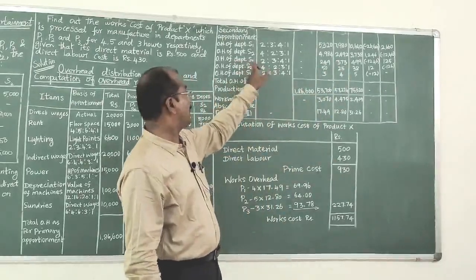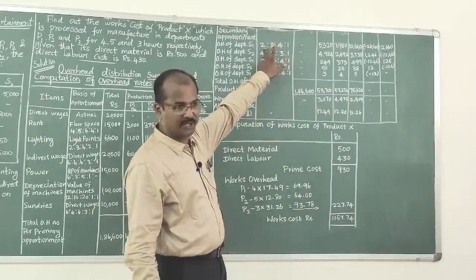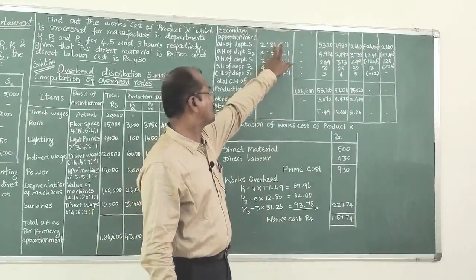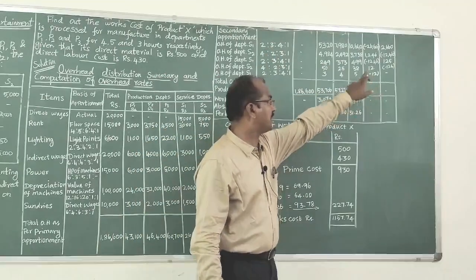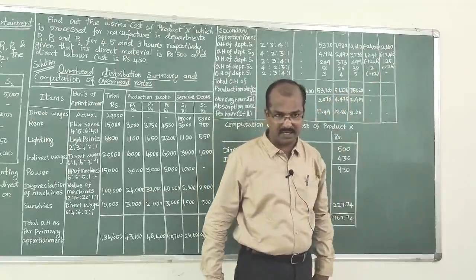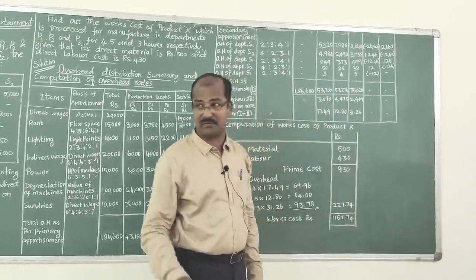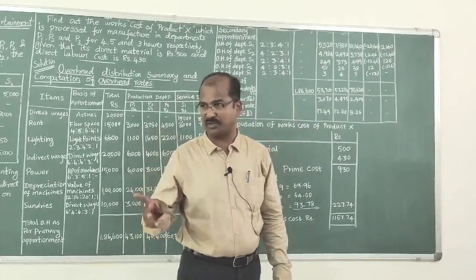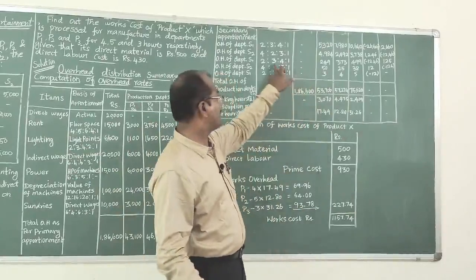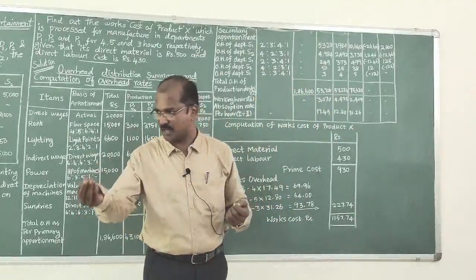The next one, let us continue. Then overhead of department S1 is to be apportioned in the first set of ratios. What is that? 2:3:4:1. Now what is the amount available here? 1,246. So 1,246, which is the amount of overhead of S1, is apportioned to P1, P2, P3 and S2 in what ratio? 2:3:4:1.